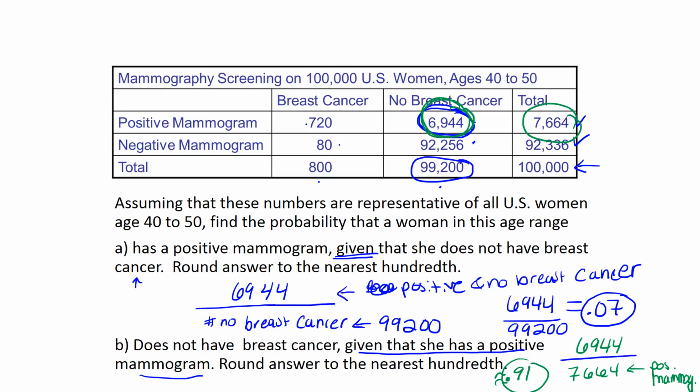So this may seem high, but it's the probability that she does not have breast cancer given that she has a positive mammogram. This is a false positive, but most people don't have breast cancer, so we expect that to be higher, right? Even though someone has a positive result, we expect them to really not have breast cancer because it's unlikely. It's less likely.